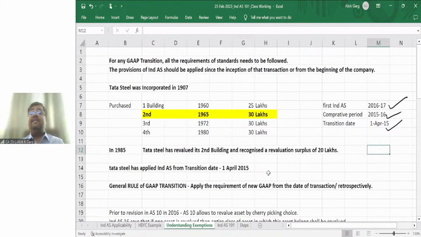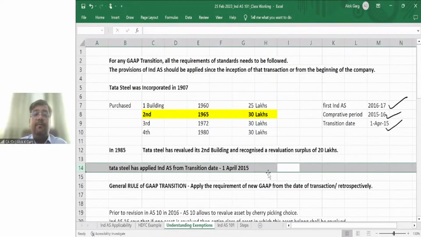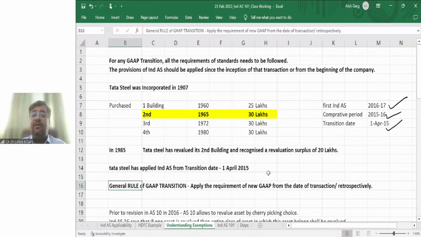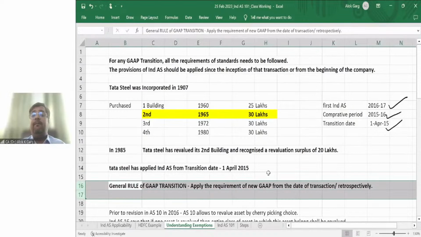And we are talking about 1960, 1965, 1972, and 1980. Right? And now we are talking about 1985. Tata Steel has applied Ind AS from the transition date 1st April 2015. What is the general rule of GAAP transition? The general rule of GAAP transition is to apply the requirement of new GAAP from the date of transaction, which is retrospectively, right? So you have to apply the requirement of Ind AS retrospectively, means since 1960, right?